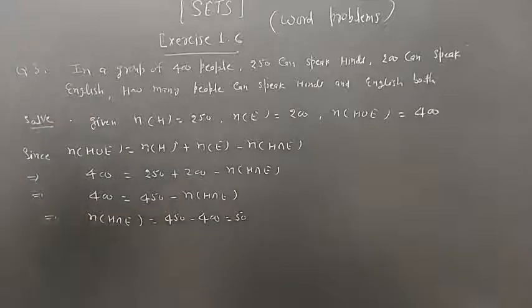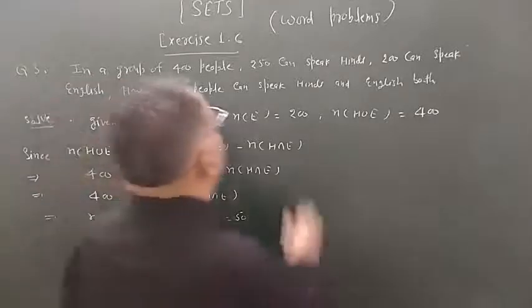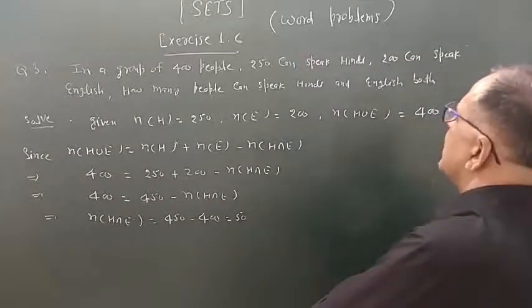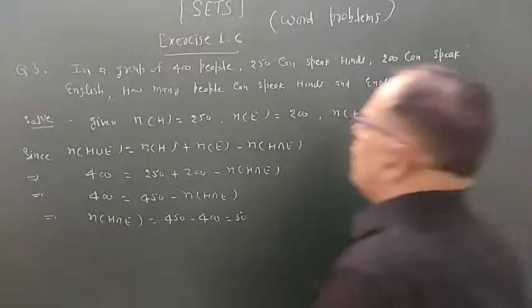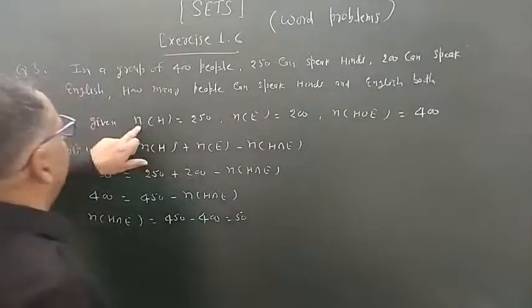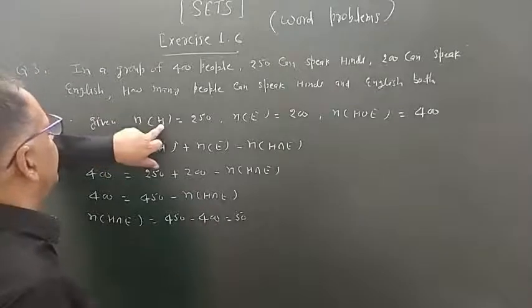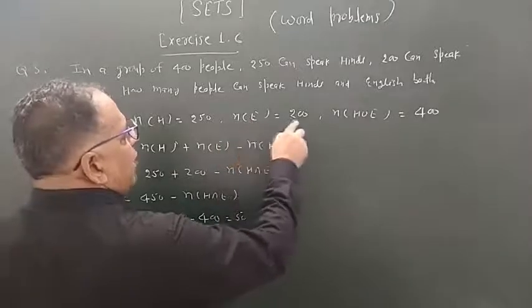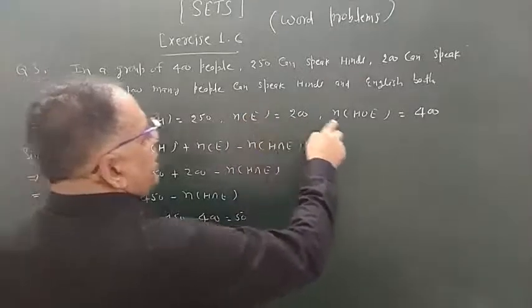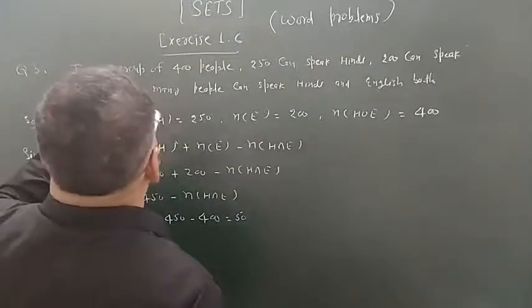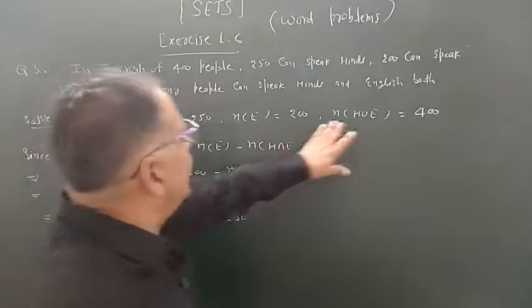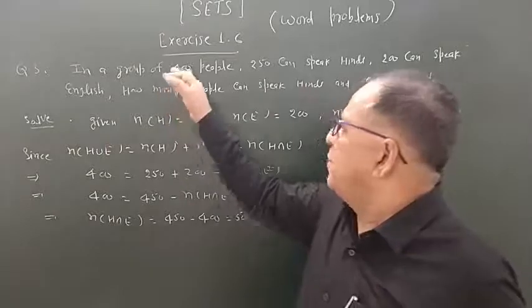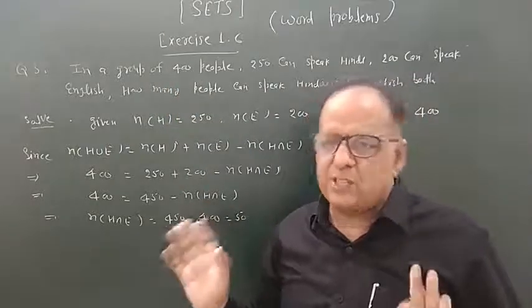Now next question. In a group of 400 people, 250 can speak Hindi, 200 can speak English, and how many people can speak Hindi and English both? So according to the question, the number of candidates who speak Hindi, denoted by n(H), is 250, the number who speak English, denoted by n(E), is 200, and the number who speak at least one of the languages, that means n(H union E), is equal to 400. This shows that each member of the group is speaking at least one of the languages.